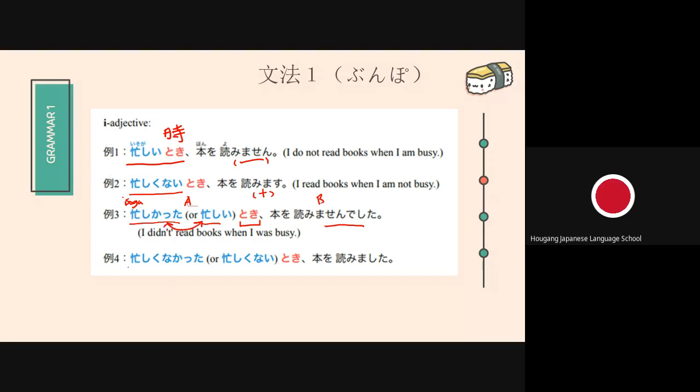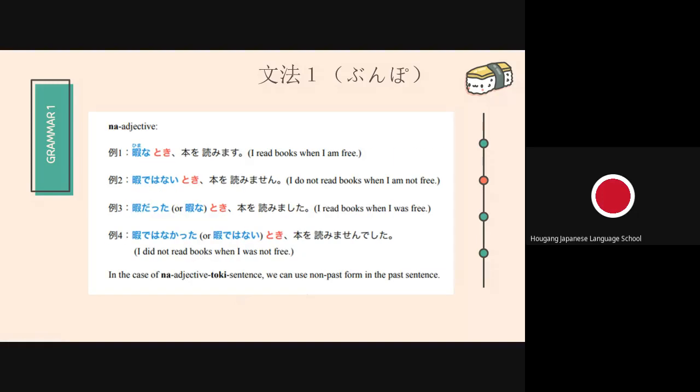Same for negative, negative past tense. Isogashikunakatta toki or isogashikunai toki. The tenses don't matter, both are okay. Hon o yomimashita. When I was not busy, I read a book. Simple? So isogashii, isogashikunai, clean form. You don't need a desu. You don't say isogashii desu toki.